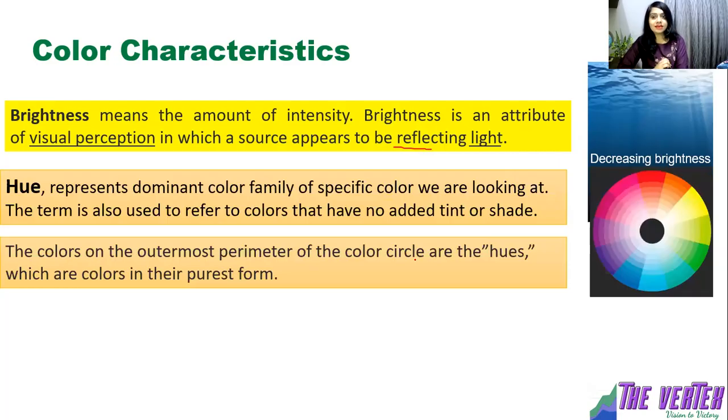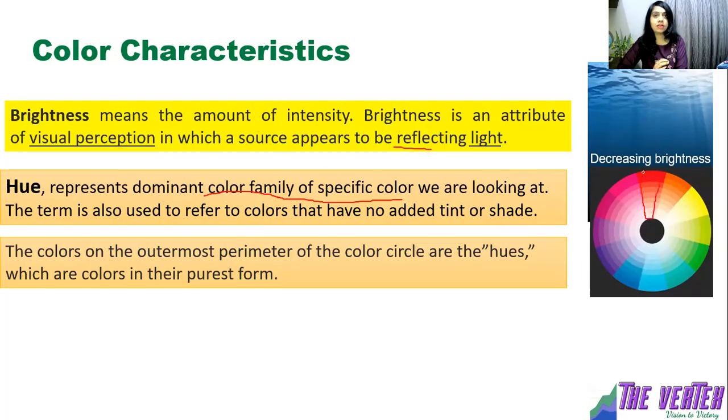Now, next characteristic is hue. What is hue? Hue represents the dominant color family of a specific color we are looking at. Hue is the dominant color of a particular color family. You can see here the colors on the outermost perimeter of the color circle are hues. You can see here this is a color circle, and here the outermost perimeter.